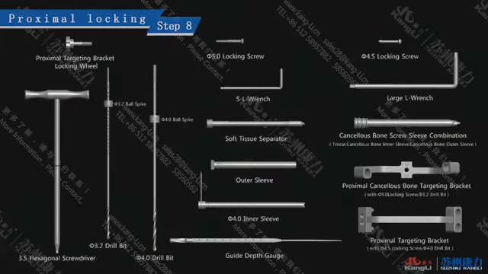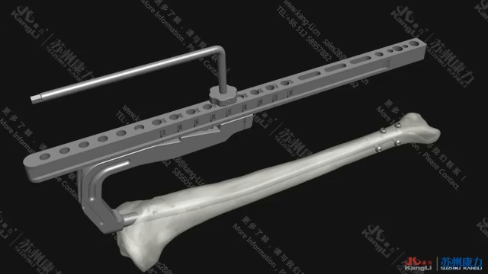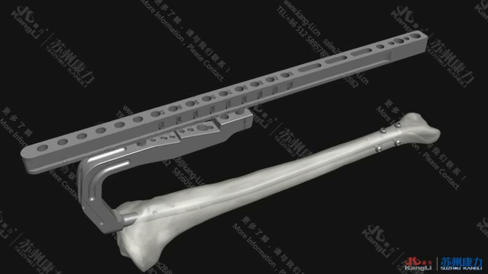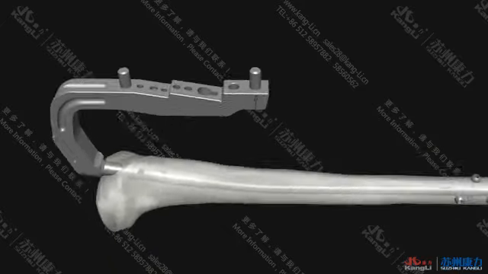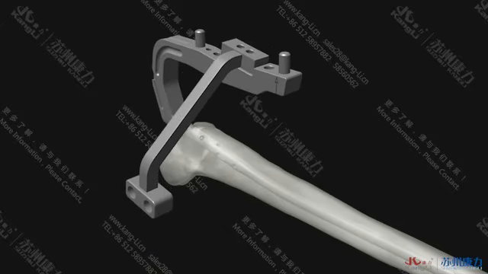Step 8. Proximal locking. Remove the guide bar. Insert the proximal targeting bracket on the holder. Fix it with the proximal targeting bracket locking wheel, and then screw with the large L wrench.